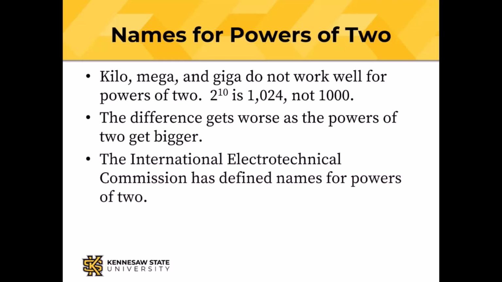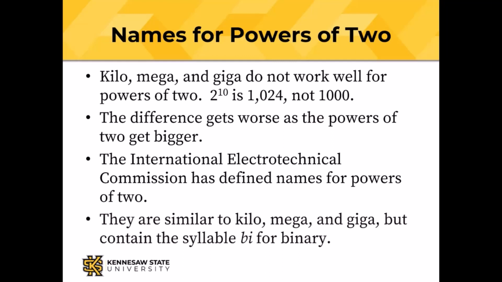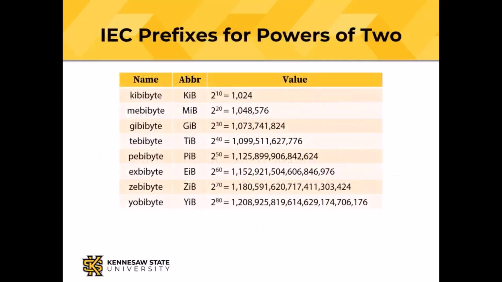The International Electrotechnical Commission, which is one of those standard setting bodies, set up some names for powers of 2. You don't need to memorize these either, but you do need to recognize them, okay? Similar to kilo, mega, and giga, but they contain the syllable BI to remind us that these are binary values. Here's the table. It's also in the textbook.